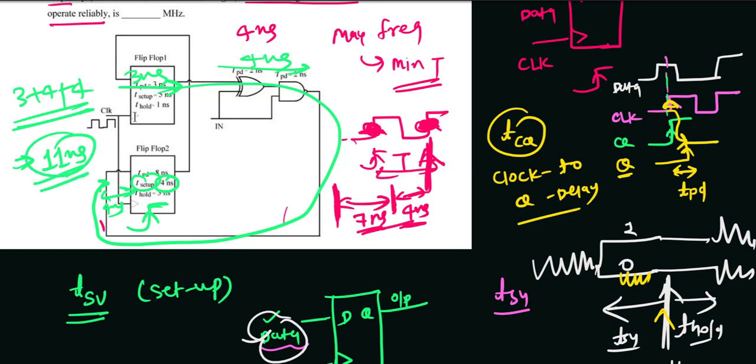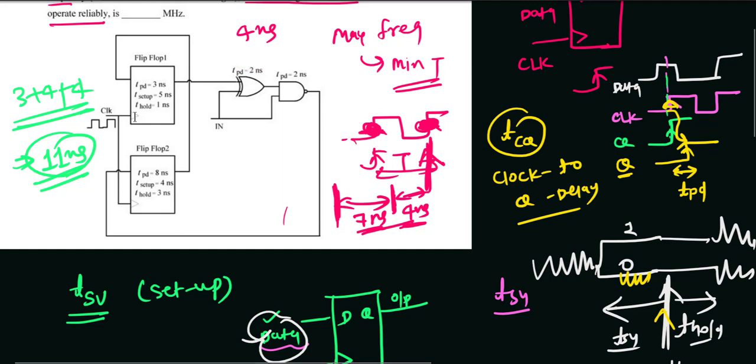Now assume the second scenario. The first scenario was you are applying the input here and checking with respect to arrival at this point. The second scenario is this: you apply the data at this flip flop. It will take 8 nanosecond because the propagation delay for this flip flop is 8 nanosecond. Now this output will be going here and will be coming at this point.